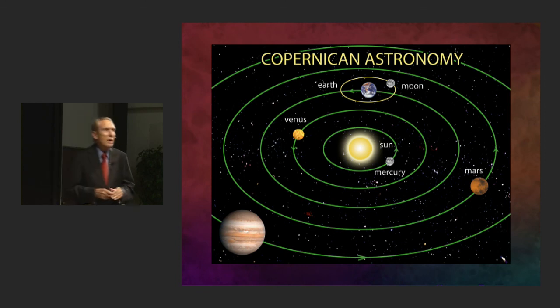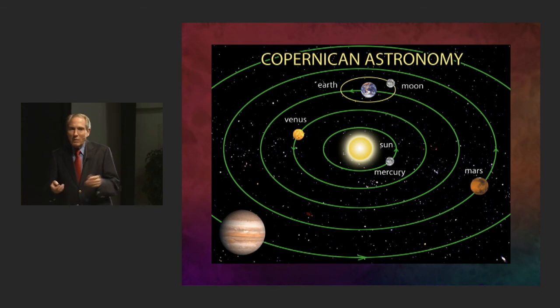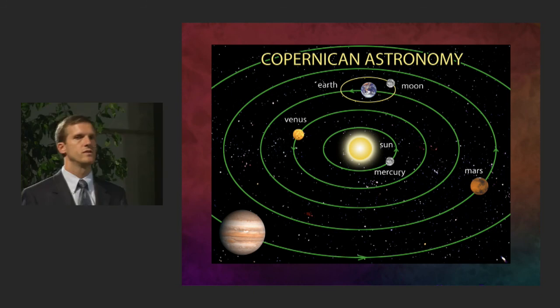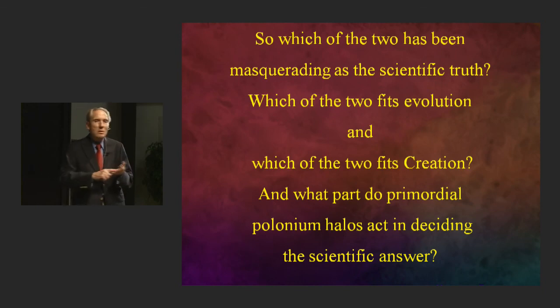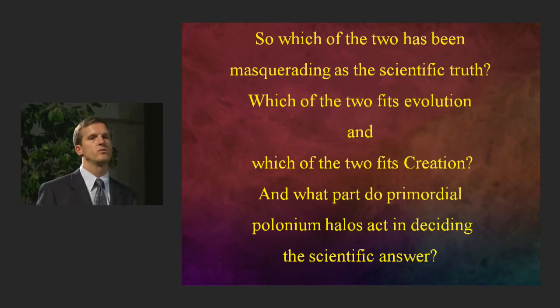By this time, I think we are coming to the time limit of our first presentation, but we want to look very carefully here. The question, David: which of the two has been masquerading as the scientific truth? When we say which of the two, we mean, is it creation or evolution? Which of these two has been masquerading? Which of the two fits evolution? Which of the two fits creation? And what part do primordial polonium halos play in deciding the scientific answer?